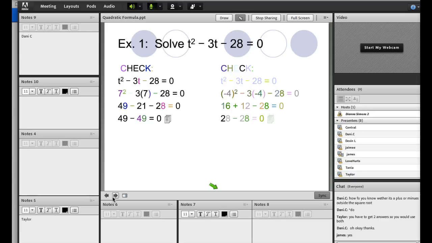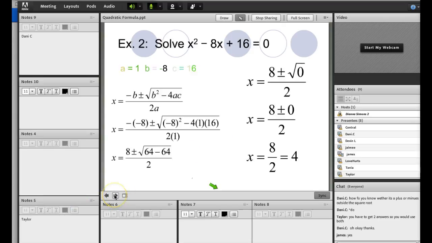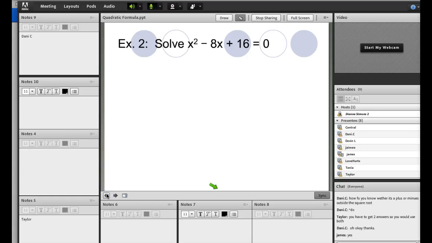Because I'm bored. I also programmed my calculator to do this quadratic formula. Oops, wait, don't look at that. Sorry, we wanted to graph this. Did it graph? No, it wouldn't graph. Okay.